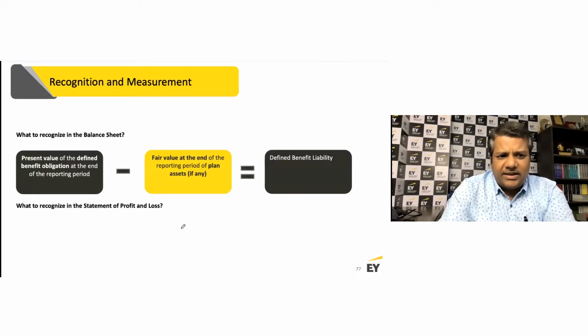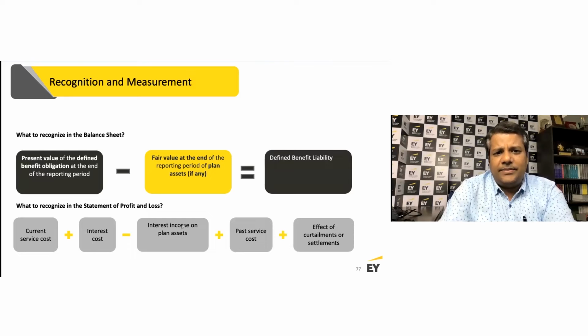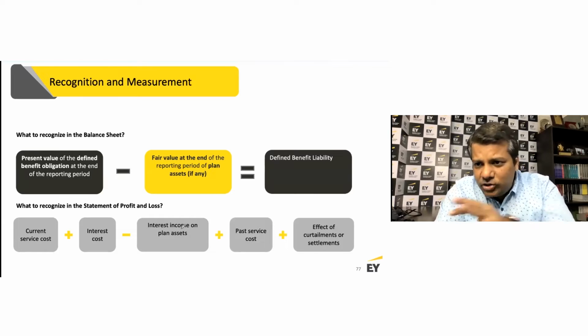What to recognize in the P&L is your current service cost plus your interest cost minus your income, if you're getting an income, plus your past service cost, all of that, and if there are any curtailment or settlement, all of that goes into your profit and loss account. There's nothing called actuarial gain or loss here.